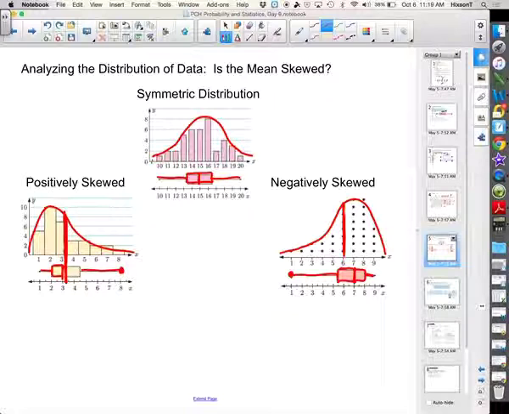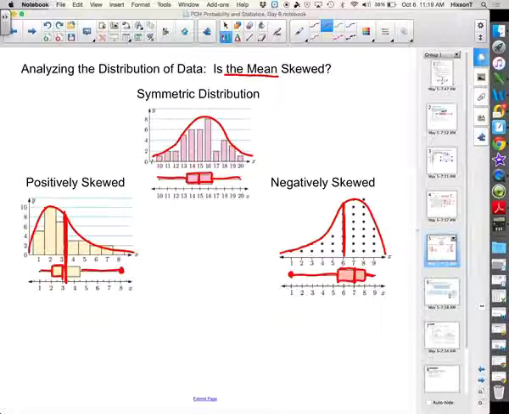Okay? Now, make sure you don't mix these up. Okay? It's how is the mean skewed? Low values, when the majority is high, are going to skew the mean low.